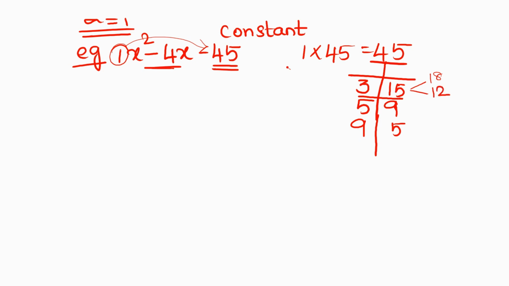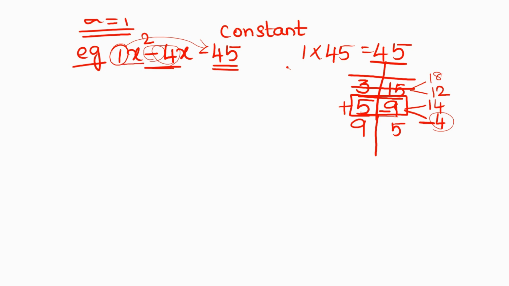In each case, check what happens if I add those two values and what happens if I subtract these two values. So 3 plus 15 is 18, 3 minus 15 is 12. Similarly, 5 plus 9 is 14 and 9 minus 5 is 4. So if I check the middle term, I have 4. So omit the 3 into 15 combination and take the 5 into 9 combination. I got 4 by subtracting 9 and 5.